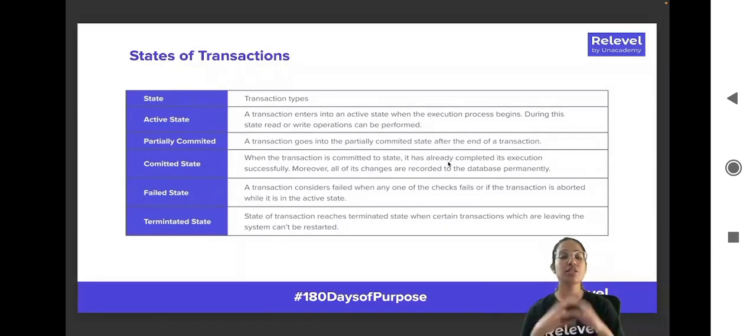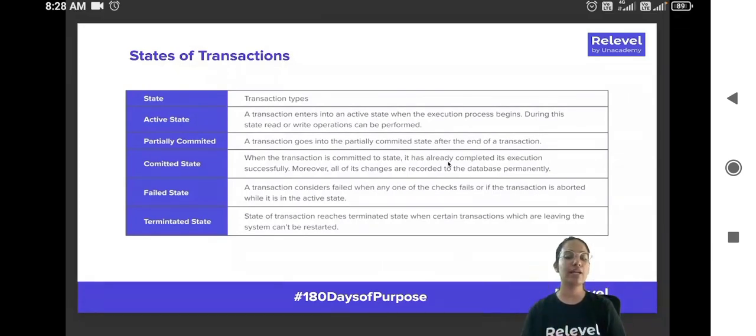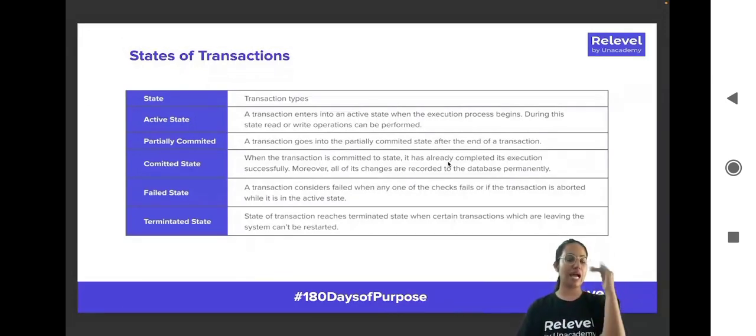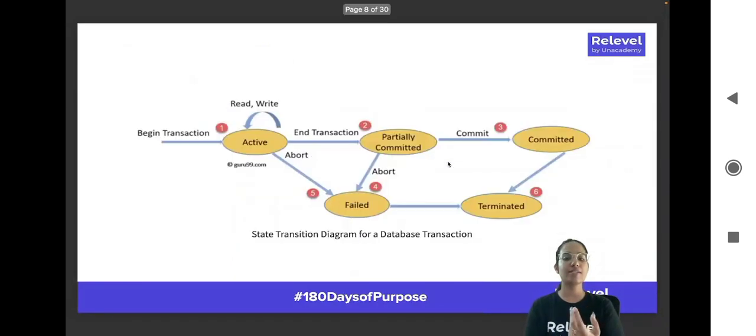All right, so this becomes the overall idea, a very high-level overview of what the different states of a transaction are. You just have to remember the names: active state, partially committed state, committed state, failed state, and terminated state. Now, next we'll understand the flow.